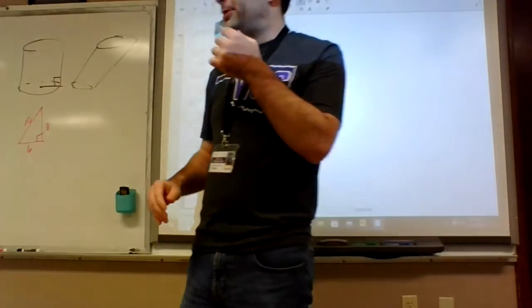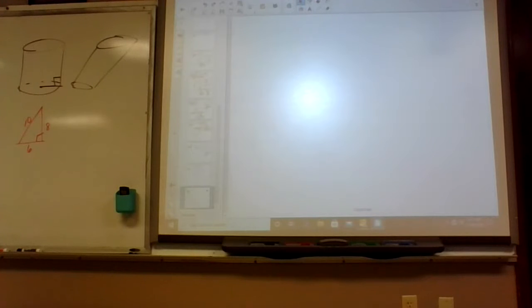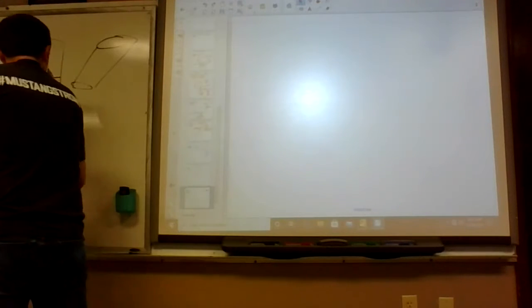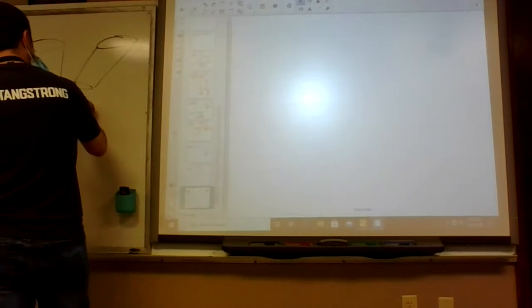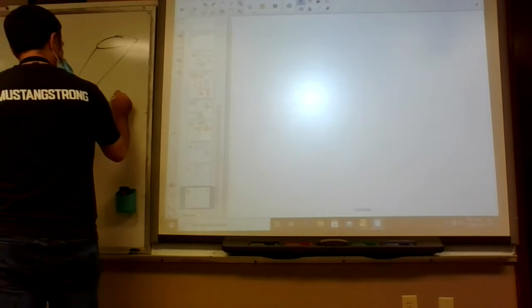Alright, do you guys recall the area of a circle? How do we find it? Radius squared times pi. This was the very last thing we did. A equals pi r squared, or r squared pi.